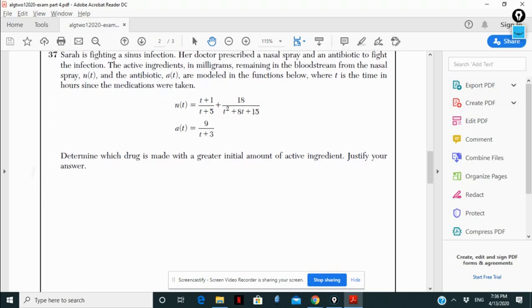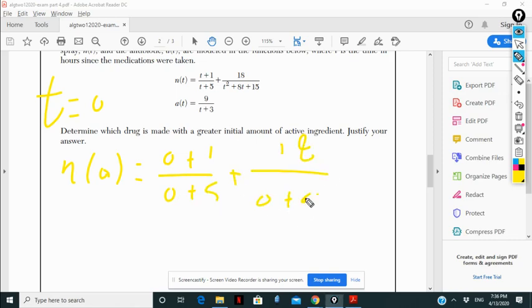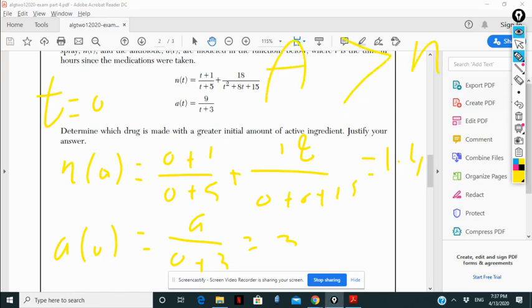Determine which drug has the greater initial amount. Greater initial amount means they started at t equal to 0. So I have to find N(0), which is 0 plus 1 over 0 plus 5 plus 18 over 0 plus 0 plus 15, which is 1.4. And I have to find A(0), which is 9 over 0 plus 3, which is 3. So the initial amount for the antibiotic is more than the initial amount for the nasal spray.